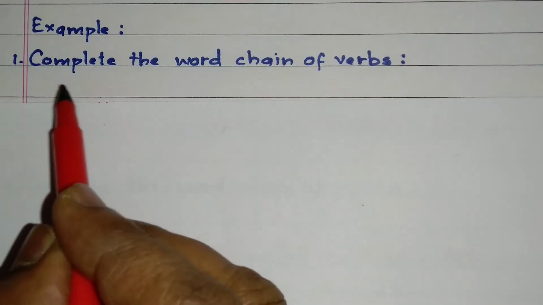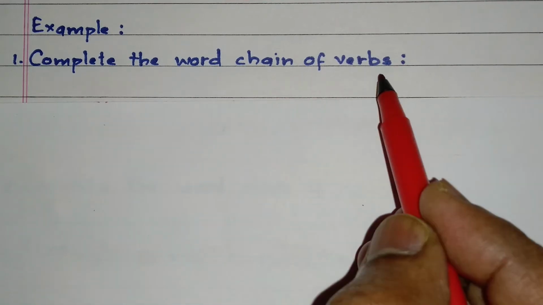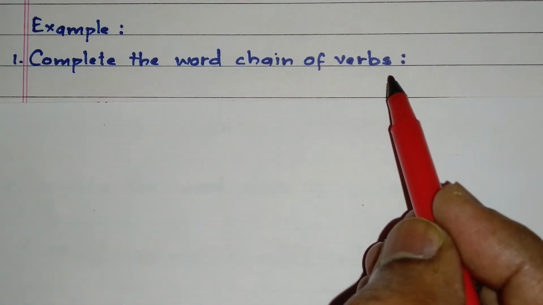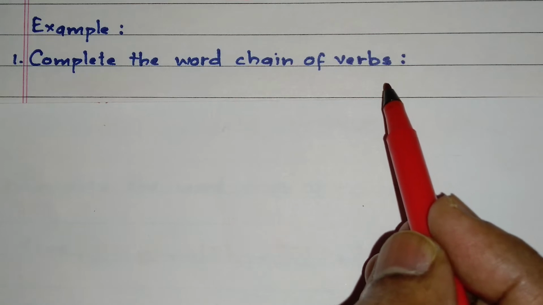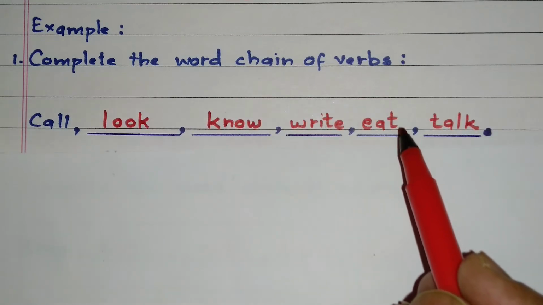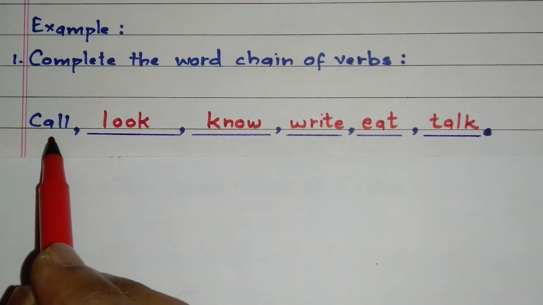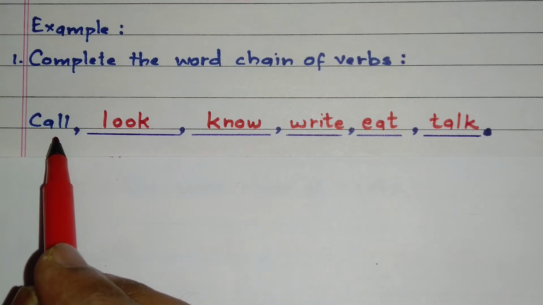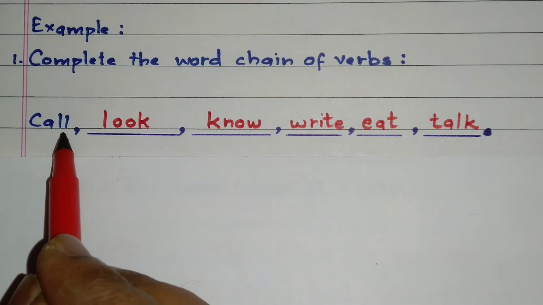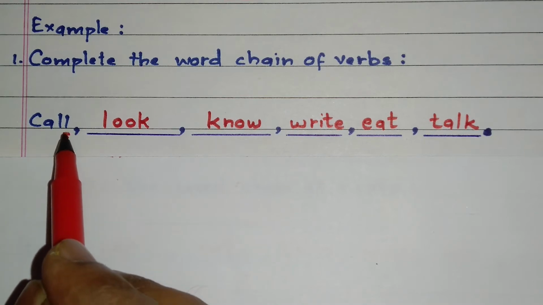First example, complete the word chain of verbs. Here you have to write a chain of verbs and the first verb that is given to you is call. Now, what is the rule that you need to apply? You have to follow this rule. Take the last letter of the given word. The last letter is L.